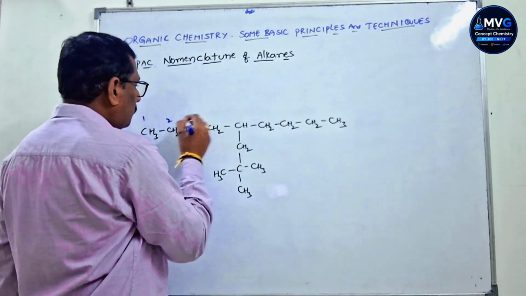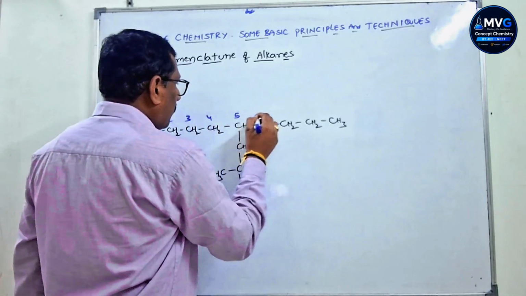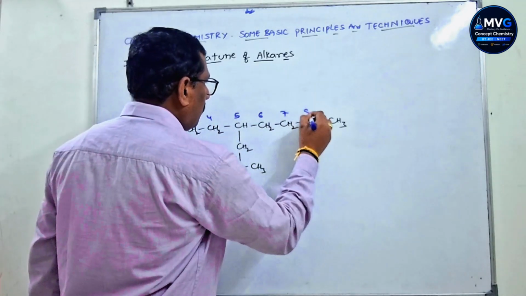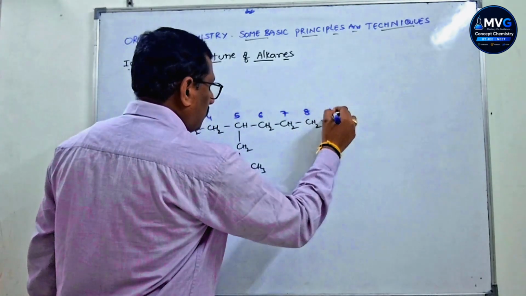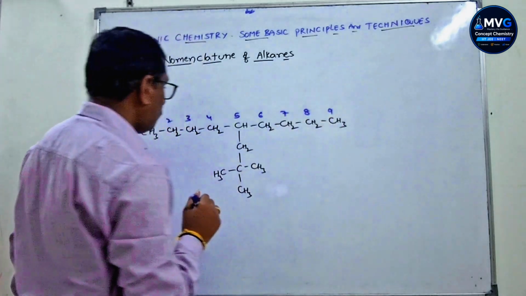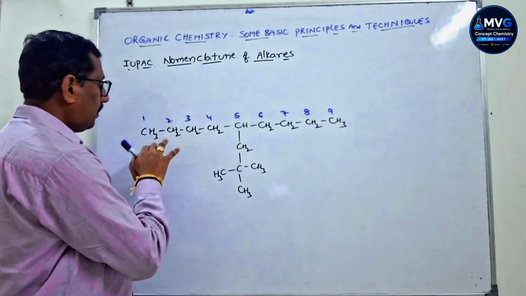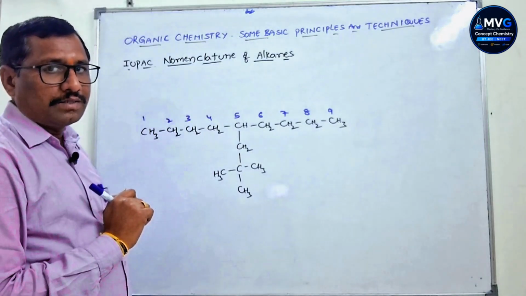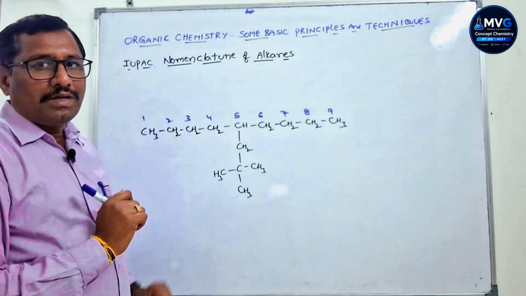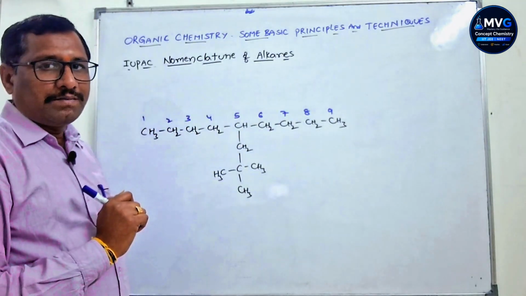1, 2, 3, 4, 5, 6, 7, 8, 9. Then 1, 2, 3, 4, 5, 6, 7, 8. 8 carbons are coming on this side, students. On this side 9 carbons are coming. So that is the longest carbon chain.